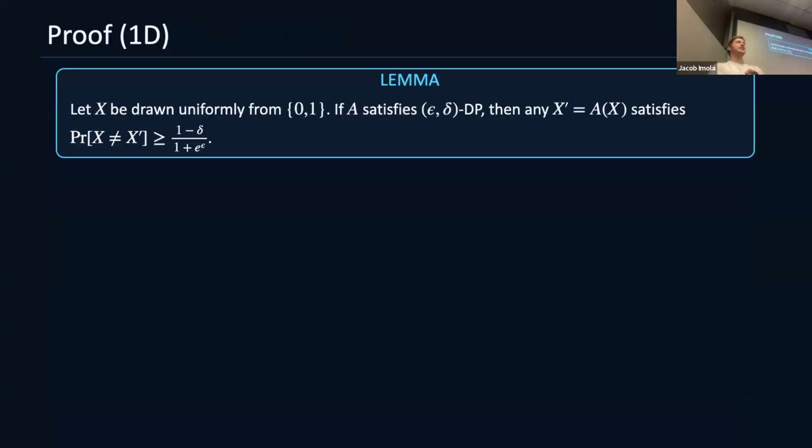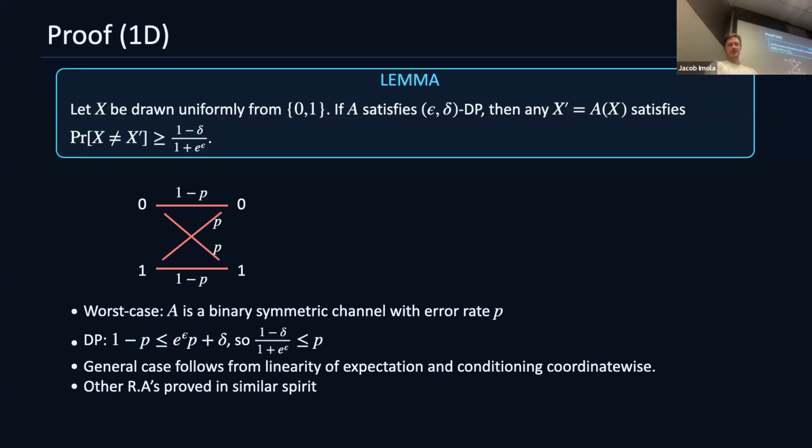The first one is easy, so we're going to prove the one-dimensional case of the first lemma. Let x be just a bit uniformly drawn from 0, 1. If A is differentially private, then if you try to guess x, your failure rate is going to be (1 minus delta) over (1 plus e to the epsilon).